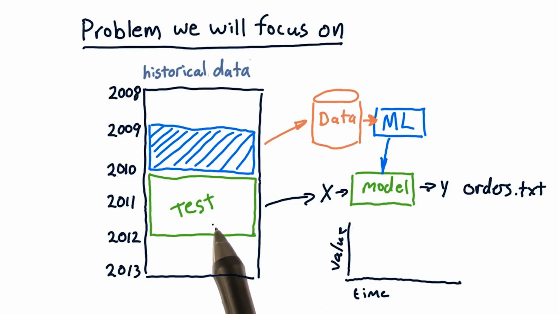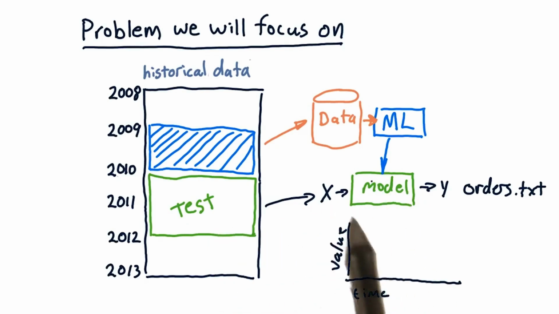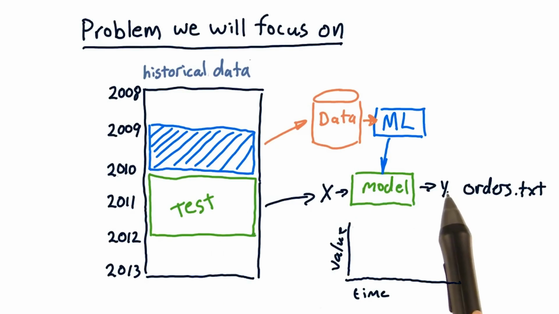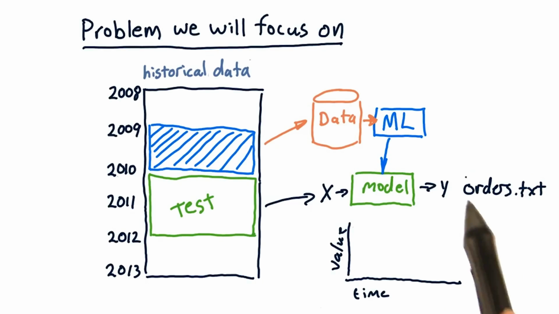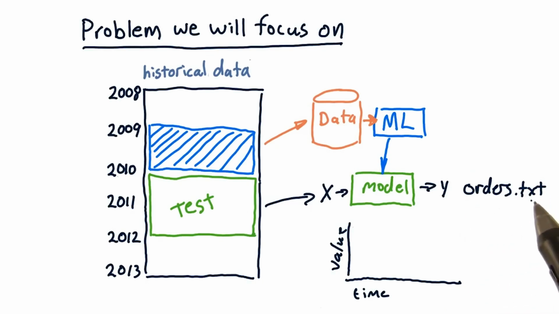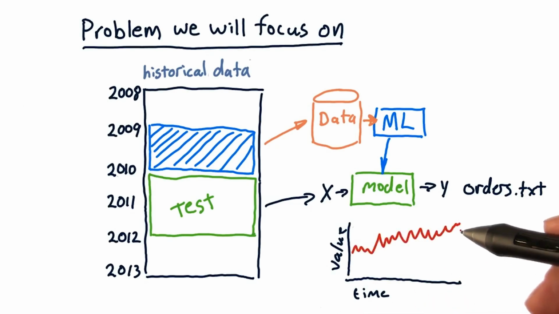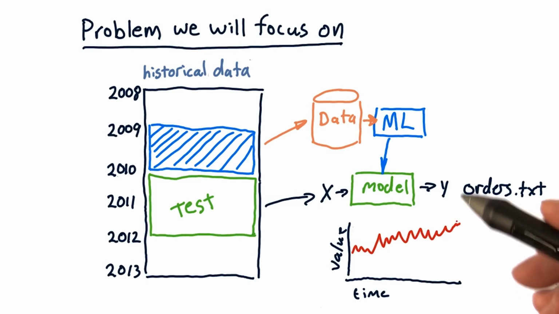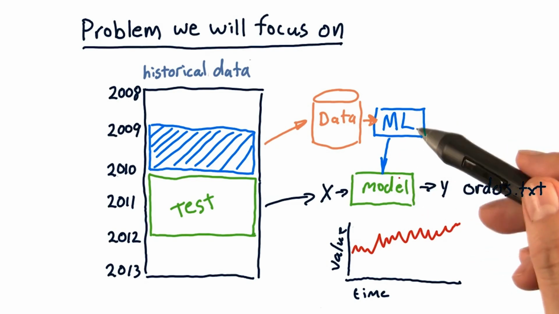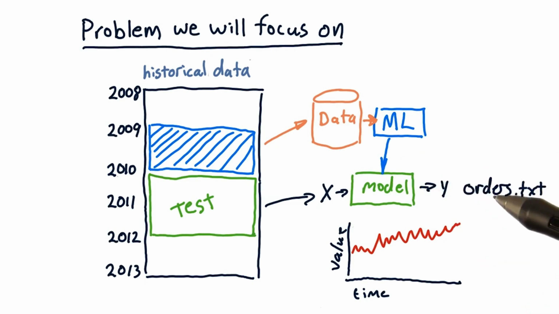So those testing values will become our X, which will push through the model to create a Y or a forecast. And using those forecasts, you'll generate an orders.txt file, which you can push through your market simulator. We'll see how that strategy performs, measure its Sharpe ratio and its total return and so on. And that way we'll be able to compare different machine learning algorithms that generate these orders.